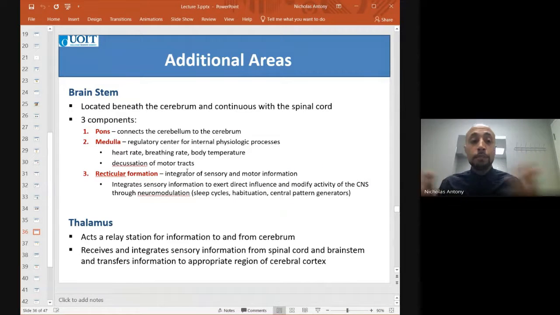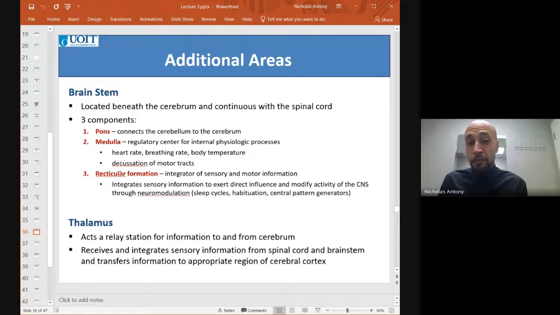Now, the last part of the brain that we haven't talked about is the brainstem. The brainstem is the most evolutionarily oldest structure. So we see that a lot of the brainstem is related to homeostasis type functions. We have our medulla, which is a regulatory center for most internal physiologic processes: heart rate, breathing rate, body temperature, and if you need to puke, that kind of stuff.